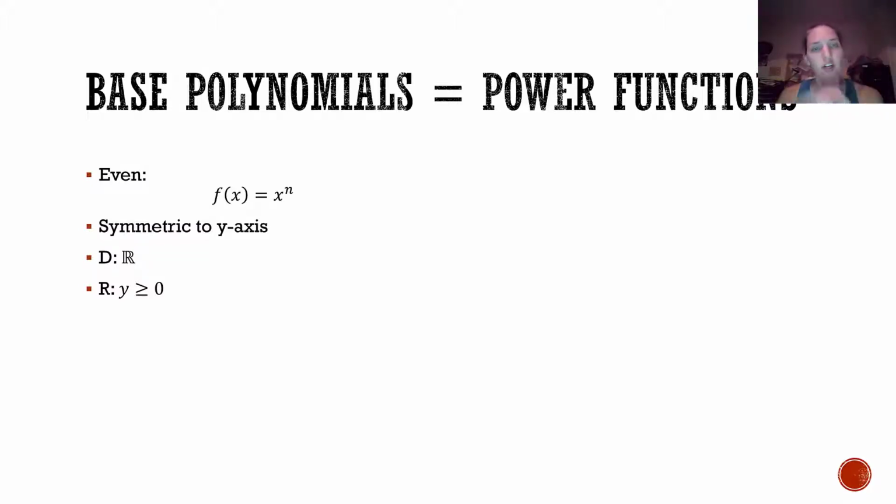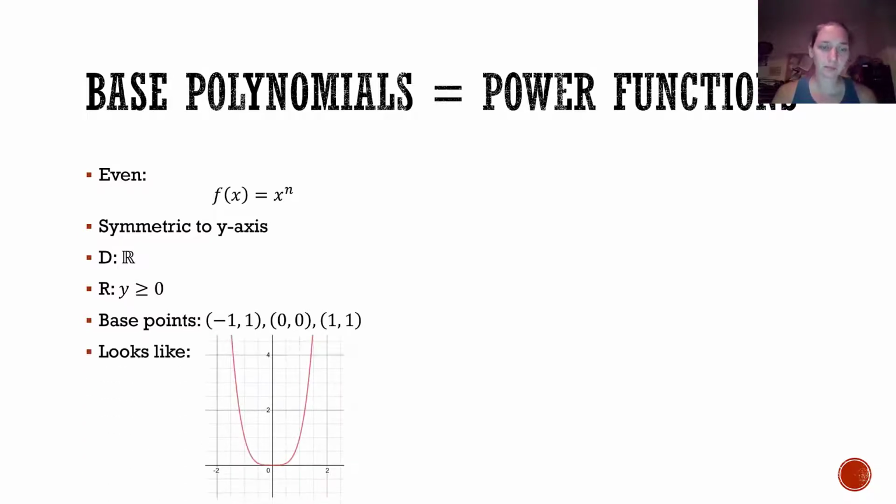So it'll have a turnaround there at 0, 0, and that'll be the lowest it goes. The base points are negative 1, 1, 0, 0, and 1, 1. It may help to add a 4th base point here, 2, 2 to the n, whatever that power is, in this case, just to give you some other idea of how stretched it looks. And this is a graph of x to the 4th. So that'll be the general shape of them.